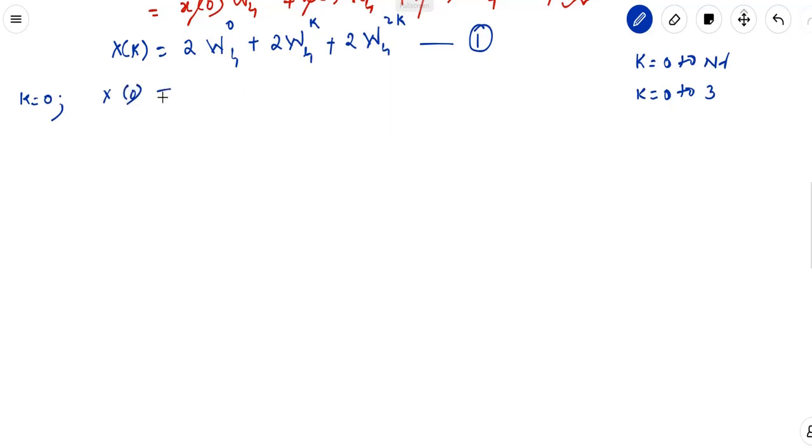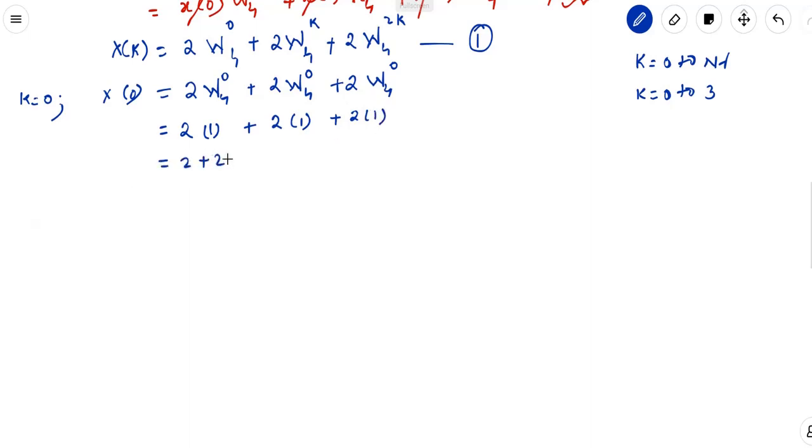Okay, so this becomes 2 into omega 4 of 0 only, plus 2 into omega 4 of 0, since k is equal to 0, I have substituted, then plus 2 into omega 4 of 2 into 0, it is 0. So we know that the value of omega 4 of 0 is 1. So I'm going to substitute 2 into 1 plus 2 into 1 plus 2 into 1. Okay, so this value is going to be 2 plus 2 plus 2, so this becomes 6. X of 0 is 6.